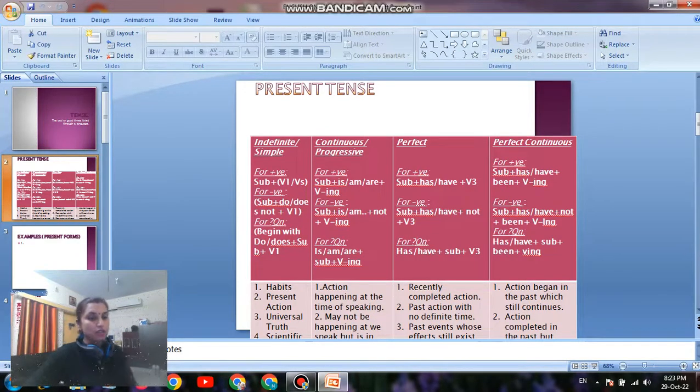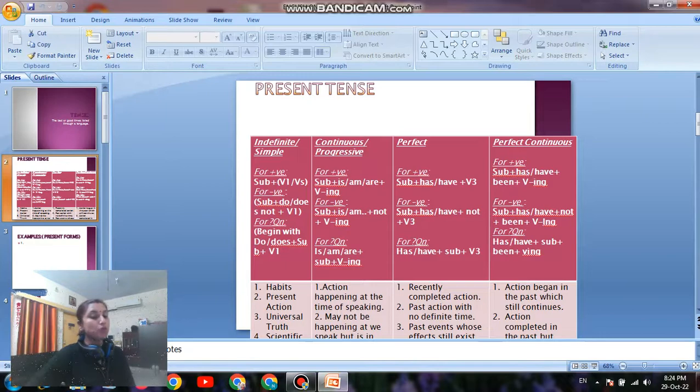We have already talked about structure. For positive sentences or affirmative sentences, we use subject plus V1 or VS. That means like go and goes for present indefinite tense, right? So for negative sentences, we use subject and do or does plus not and then verb 1. You always use verb 1 or the root form of the verb to end a structure which has does, do, did, etc. Right? So subject plus do for plural and subject plus does for singular subjects, right?